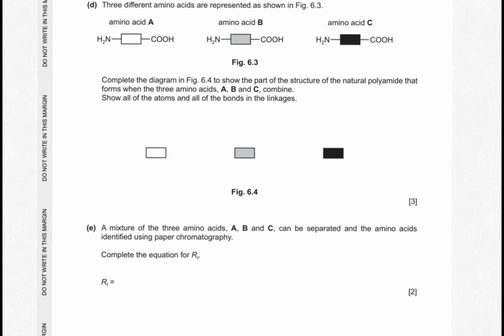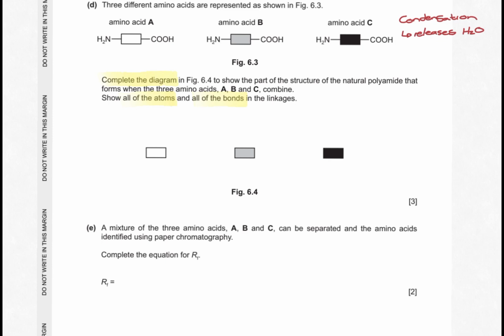different colored blocks. They then asked to complete the diagram in figure 6.4 to show the part of the structure of the natural polyamide that forms when 3 amino acids A, B, and C combine. Show all of the atoms and all of the bonds in the linkages. So if we go to figure 6.3 above, we need to remember that it's a condensation reaction that occurs. This means that water will be released.